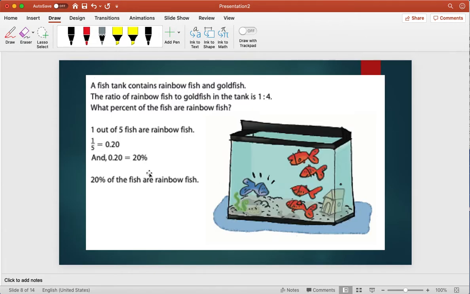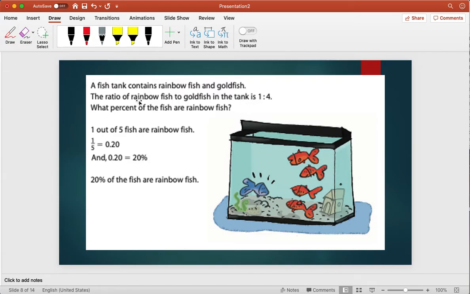Okay, so for example, here we have an example straight from the textbook. A fish tank contains rainbow fish and goldfish. So this is our rainbow fish, this is our goldfish. The ratio of rainbow fish to goldfish in a tank is 1 to 4. What percent of the fish are rainbow fish?